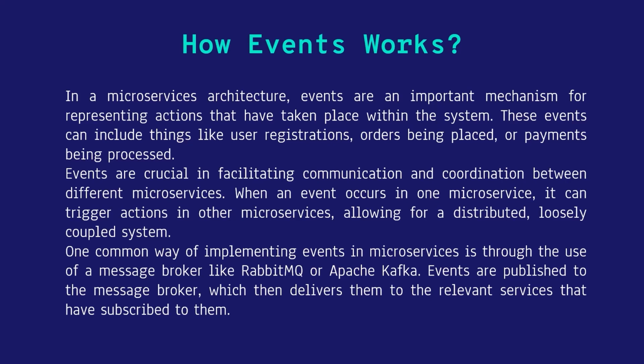When an event occurs in one microservice, it can trigger an action on another microservice, allowing for a distributed, loosely coupled system. One common way of implementing events is through the use of a message broker like RabbitMQ or Kafka. Events are published to the message broker, which delivers them to related services that have subscribed to them.